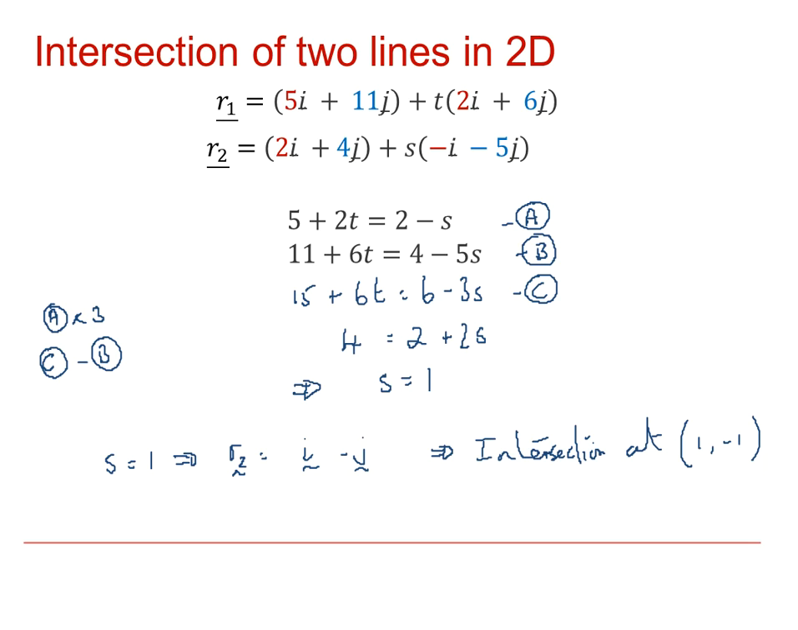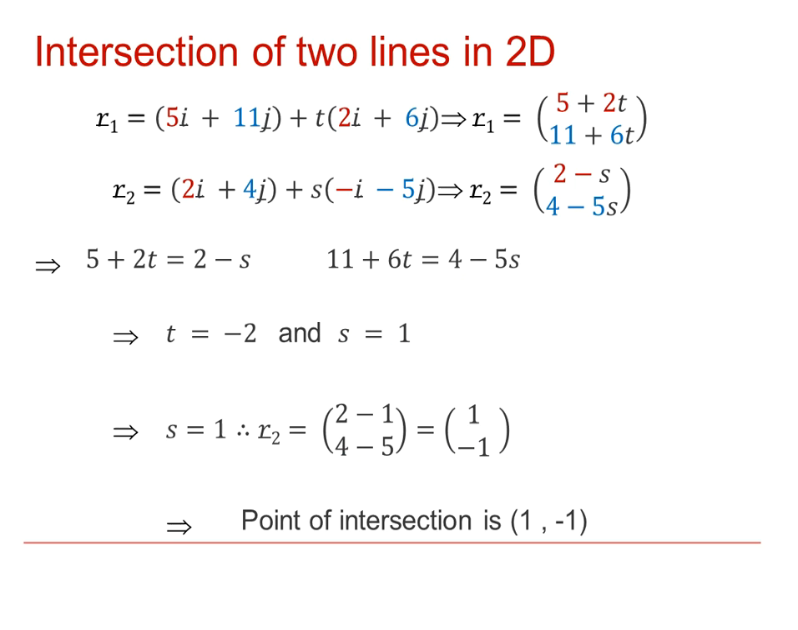That's the end of this video looking at the intersection of lines in 2 dimensions. In the next video we'll be going on and looking at what happens when we have lines in 3 dimensions.